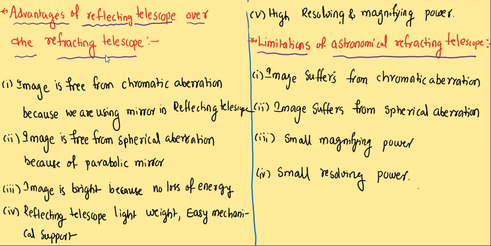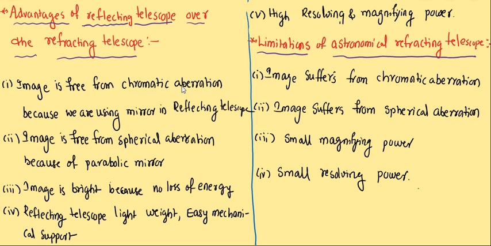Why is the reflecting telescope better than the refracting telescope? And what are the advantages of the reflecting telescope over the refracting telescope? That we are going to discuss. These are very important. First point is that the image is free from chromatic aberration. The image formed by the reflecting telescope is free from chromatic aberration. And why? Because in this we are using a mirror. If you use a lens, then the chromatic aberration will be there.